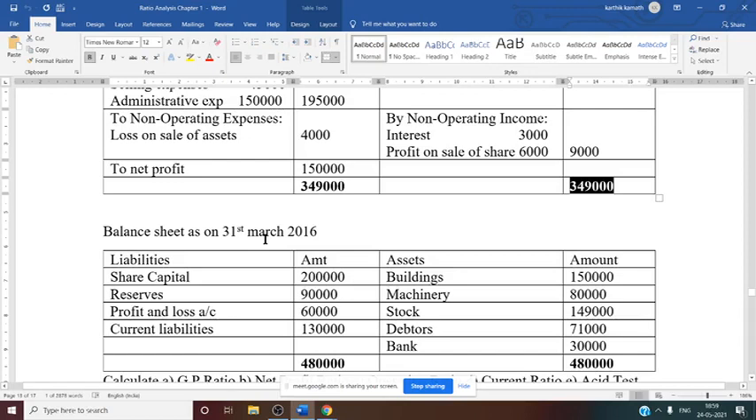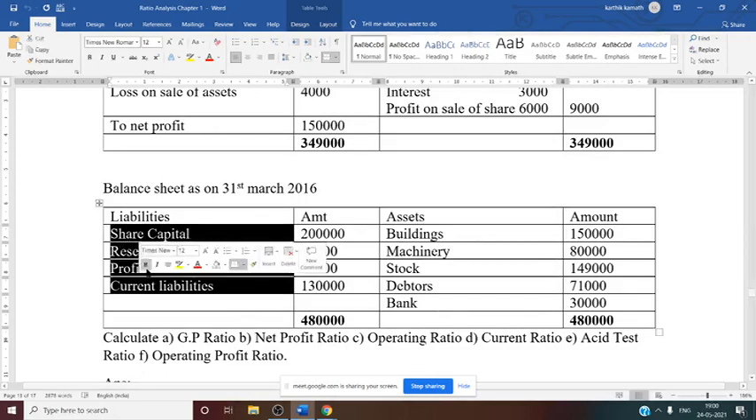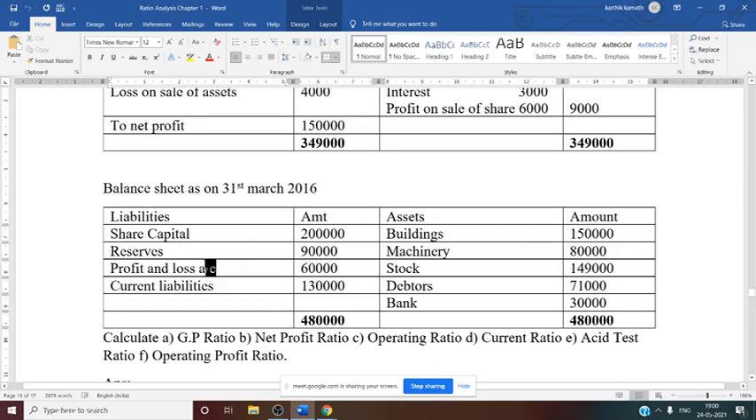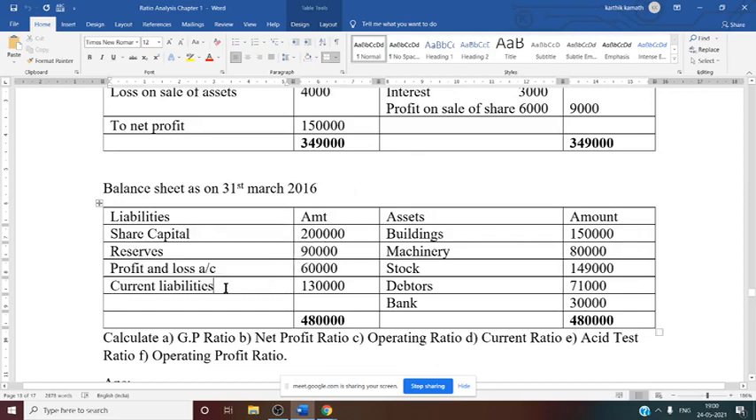If you see now the asset side, again usual items are mentioned. Building and machinery, that is fixed asset. Stock, debtor, bank, current asset. So we have categorized the asset side information. On the liability side, again if you see, there is share capital and reserve and profit and loss account. These three items are shareholders' fund. Then there is a current liability, that is also mentioned.